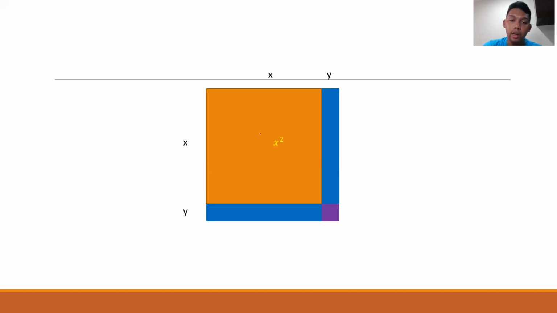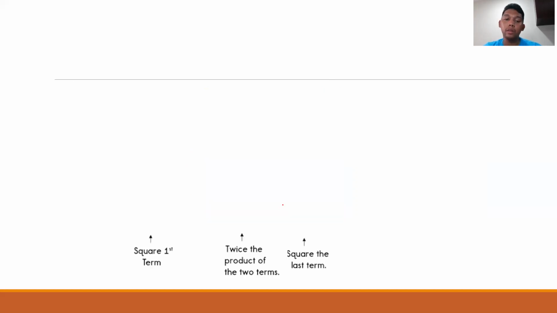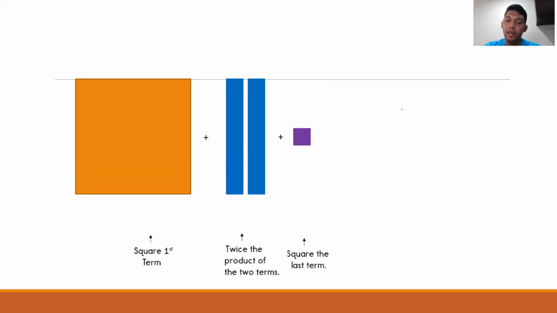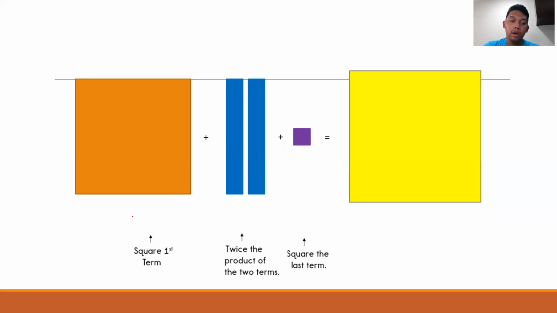If that's the case, the area here is x squared, right? Then this one here is xy. This one here is xy also. And this one is y squared. Take note that if you follow the pattern earlier, you add these together to get the yellow one: x squared plus xy plus xy, that's basically 2xy, plus y squared, which is equal to what? x plus y squared.